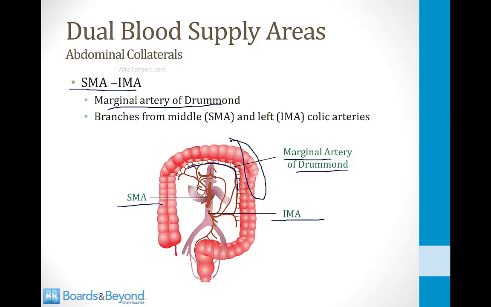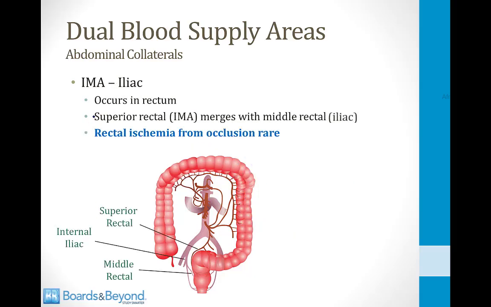As we'll talk about later, this portion of the colon can get ischemic when blood pressure is very, very low, for example, in shock, but it's very rare for this portion of the colon to get ischemic from a vessel occlusion because, for example, if the SMA was occluded, blood could still reach the marginal artery of Drummond via the IMA. The third important collateral is between the IMA and the iliac artery. This occurs in the rectum.